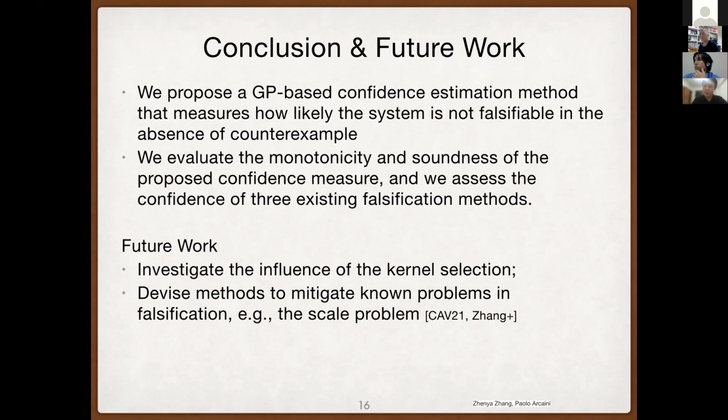As future work, firstly, we want to investigate the influence of kernel selection, because as I mentioned, the prediction precision is quite important, and kernel selection is quite important for GP regression. We also want to devise a method to mitigate some known problems in falsification, such as the scale problem.